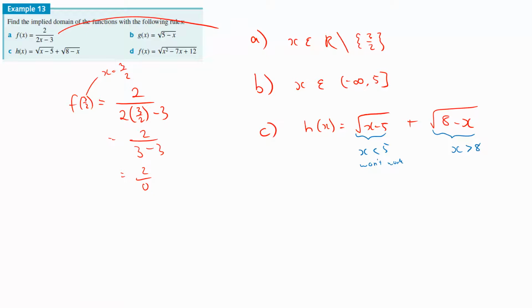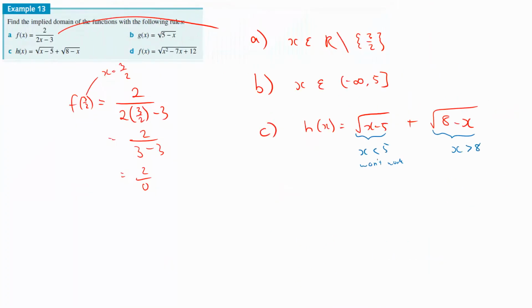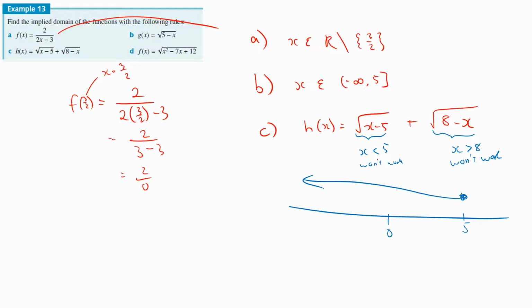For example, 8 take away 8.1. See, that will become a negative. We don't want that. That won't work. So if you put the two things together, if I draw on a number line, for the first square root to work, x just can't be less than 5. Less than 5 is an issue, okay? Having 5 is okay. Less than 5 is an issue.